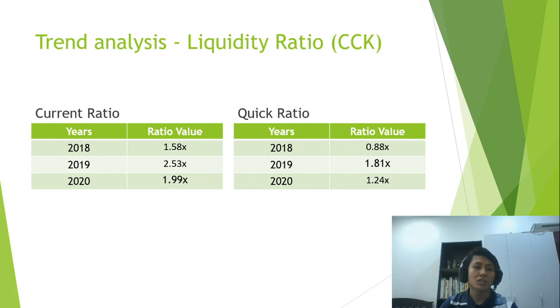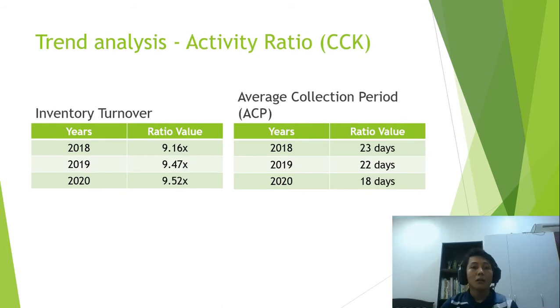We can see that 2019 had the highest current ratio, which indicates that the company was the most effective in fulfilling its current obligations with current assets. Meanwhile, CCK's quick ratio for all three consecutive years also shows good ratio performance. Based on the table, we can see that the company had the highest quick ratio performance in 2019. Therefore, it shows that the company was the most effective in paying its short-term obligations without relying on its inventory in 2019. Move on to the next slide.